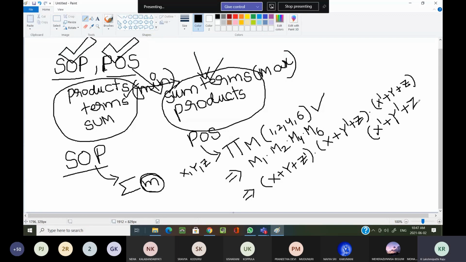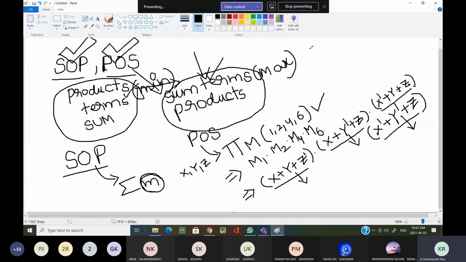Now, is it in complete form or incomplete form? Complete form. Every sum term has all the literals, whether in complemented form or uncomplemented form. All the sum terms have all the literals.